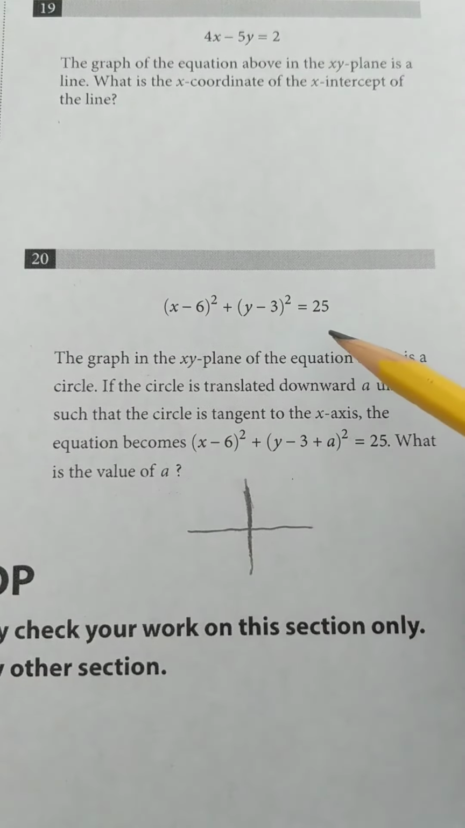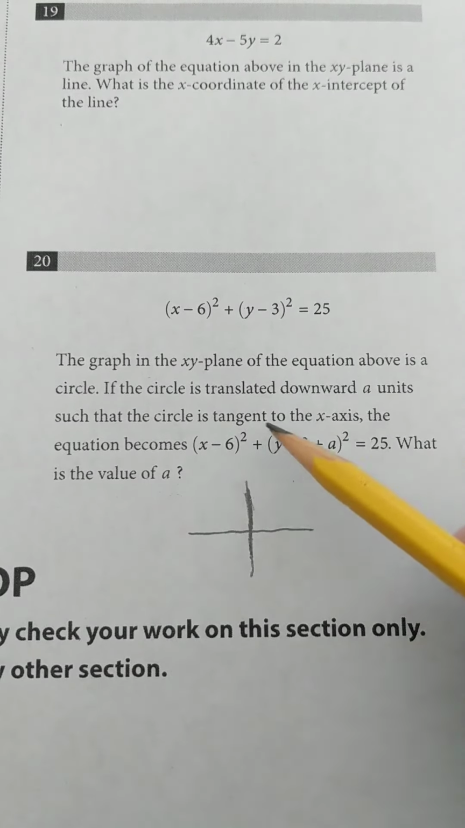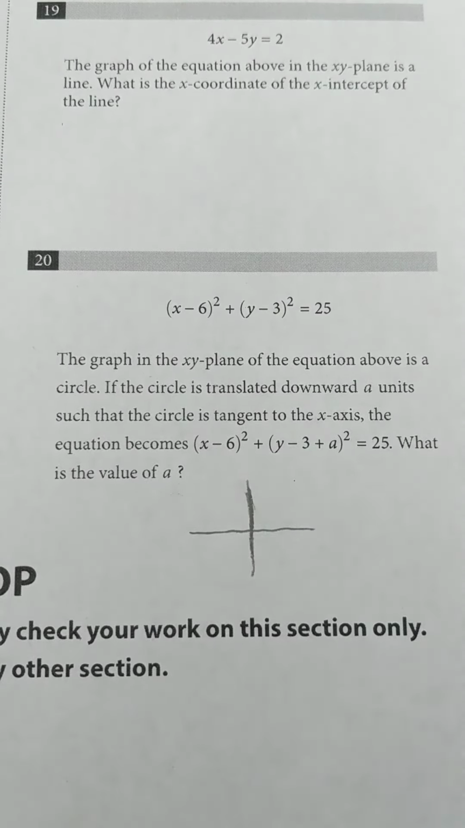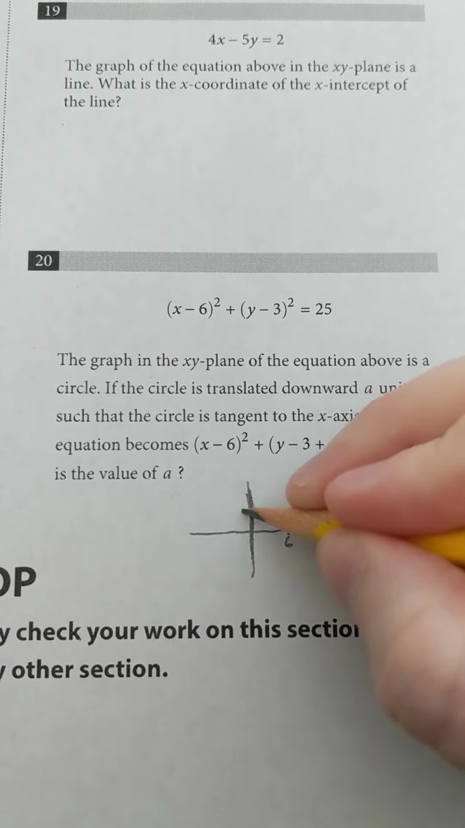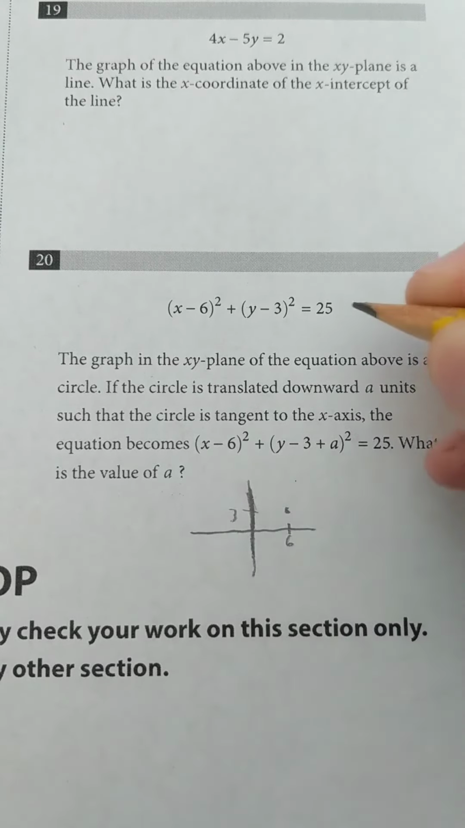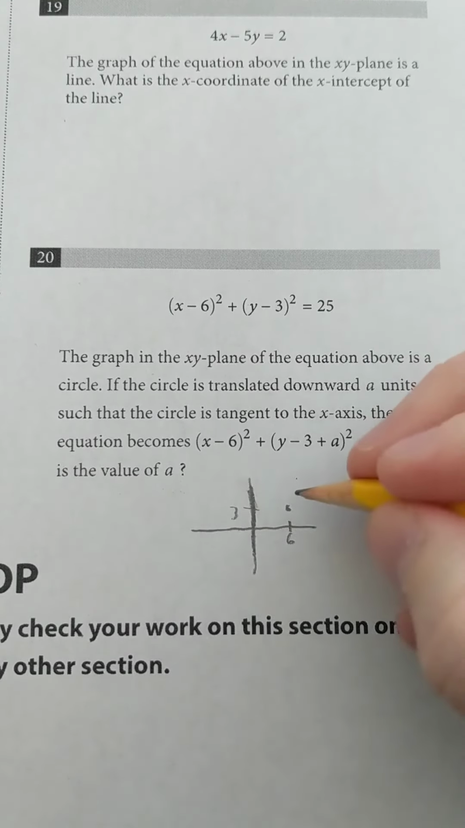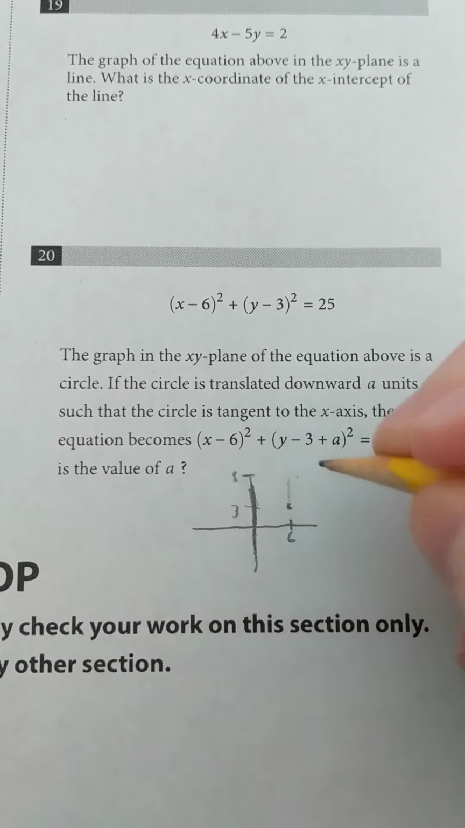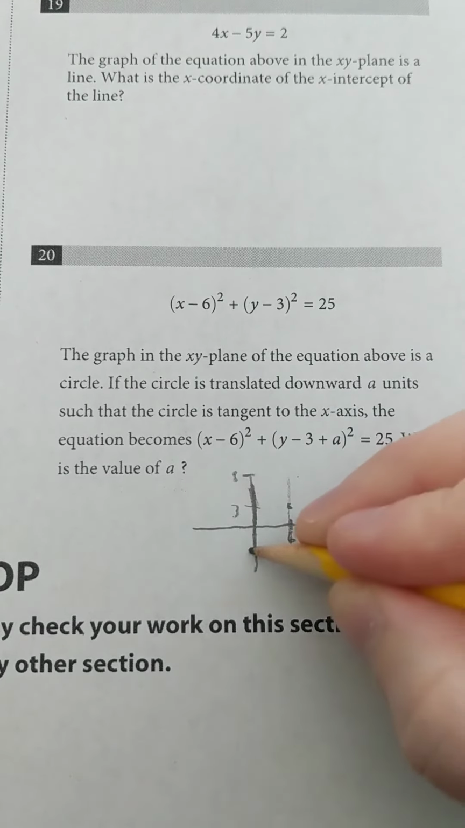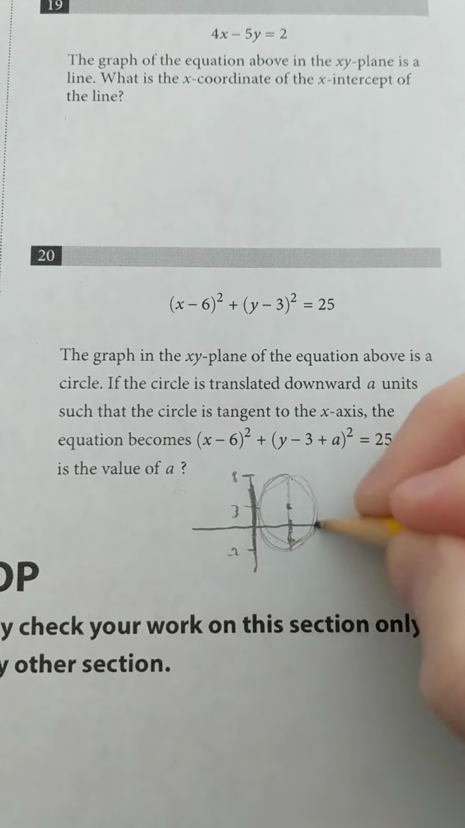Here they give you a circle equation, and they ask how much would you have to move it down in order to make it tangent to the x-axis. So the first thing we're going to do is just sketch it. You can see that it's been moved over 6, and it's been moved up 3, so that's the center. And this is always equal to the radius squared, so it's got a radius of 5. That means that it goes up to 8, and it goes down to negative 2.